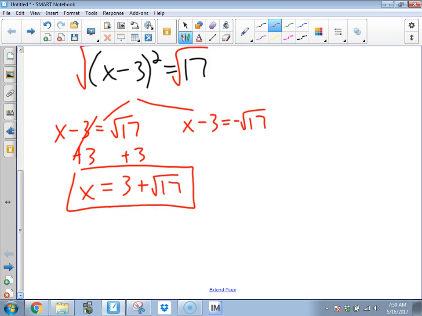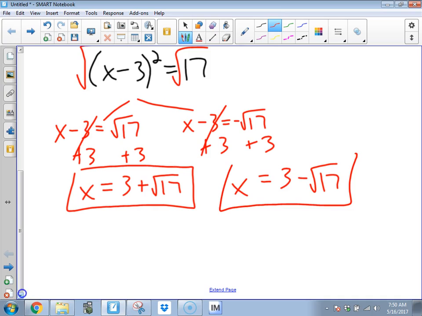You could have also put it after the root 17. It doesn't matter which way you write it, as long as your radical doesn't go all the way across the 3. Most people like to put the 3 first, so that they don't think the square root goes all the way across. So we have two different final answers for that last problem: 3 plus root 17, 3 minus square root 17.